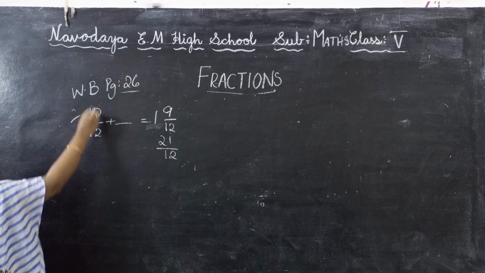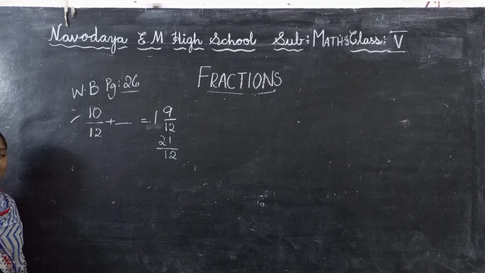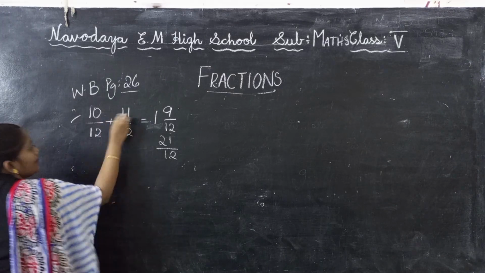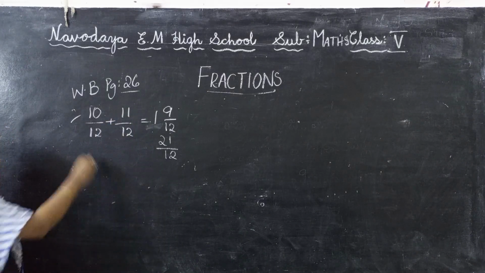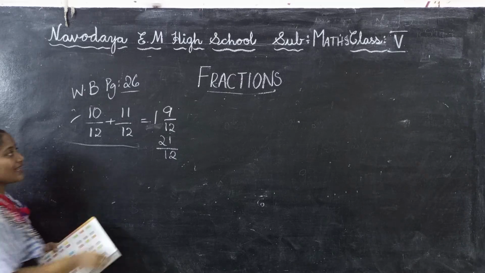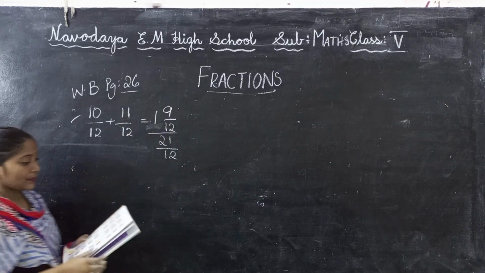How much I have to add for 10 to become 21? If I add 11 upon 12, 10 plus 11 is 21 and the denominators are same. The denominators are same in the fractions. So the answer is 11 upon 12. Next one.